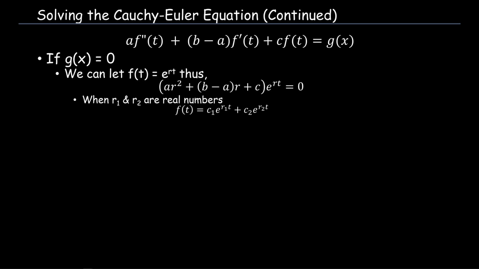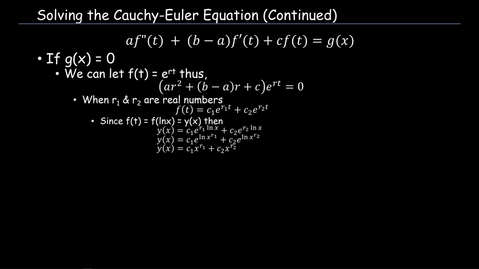We know that y of x is equal to f of t, and t is equal to natural log of x. So what we can do now is substitute t with natural log of x, giving us our function of y of x as well. And so our solution of the function y with respect to x would be c1 e to the r1 times natural log of x plus c2 times e raised to the r2 times natural log of x.